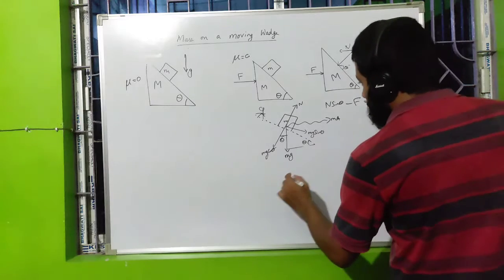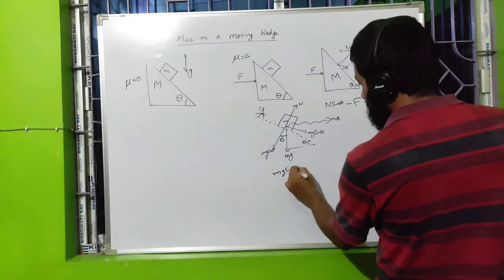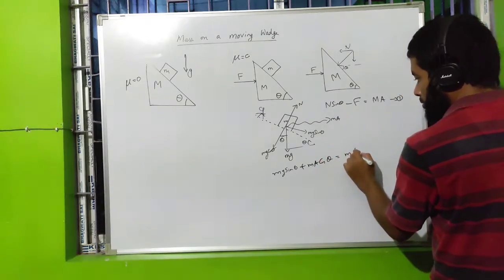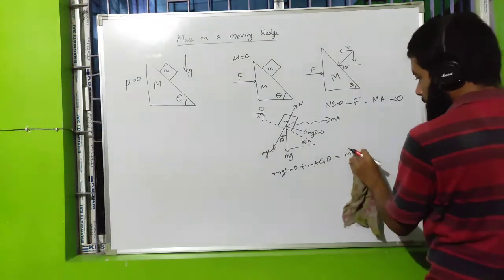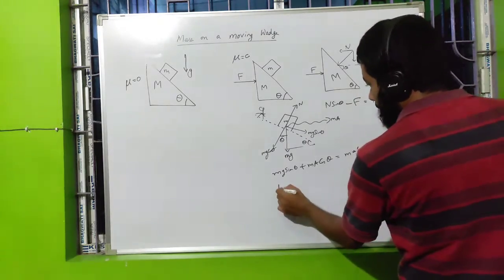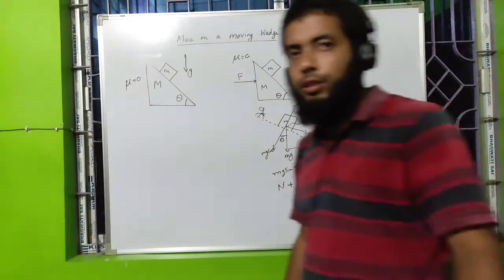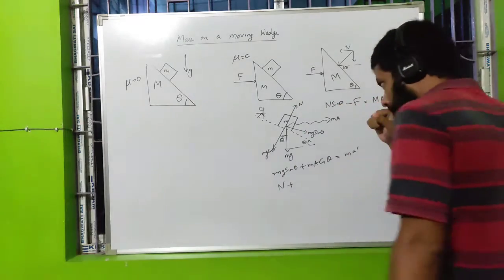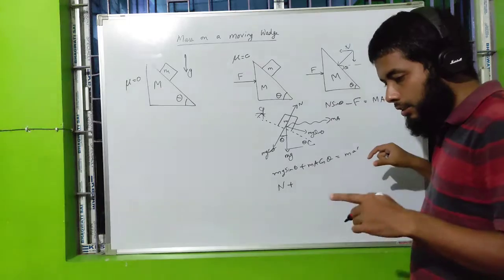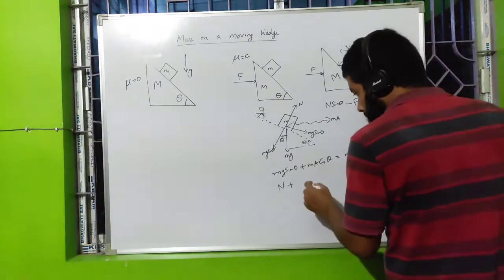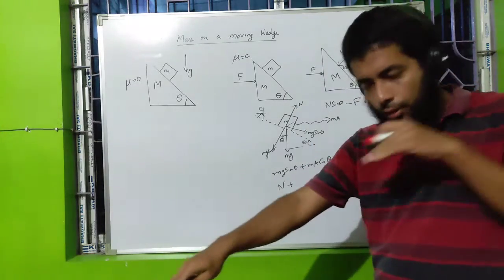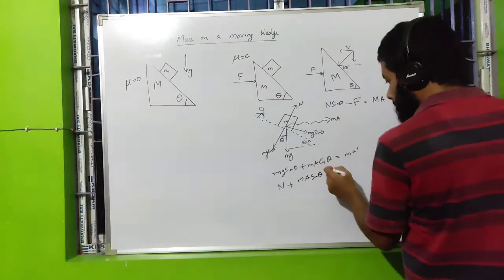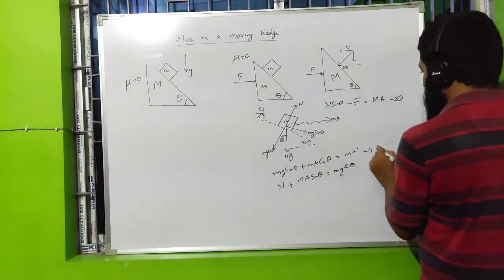So how do we write the kinematical equations? mg sin theta plus m into A cos theta will be equal to m into A prime. This is equation number two. Second thing is N plus m A sin theta equals mg cos theta, where A prime is the acceleration of the block as observed by this observer. As this block moves down the incline, it is continuously feeling a force in this direction also. And m A cos theta is the component of that force along the incline. And m A sin theta, which is acting along N, should be compensated by mg cos theta. Give it equation number 3.